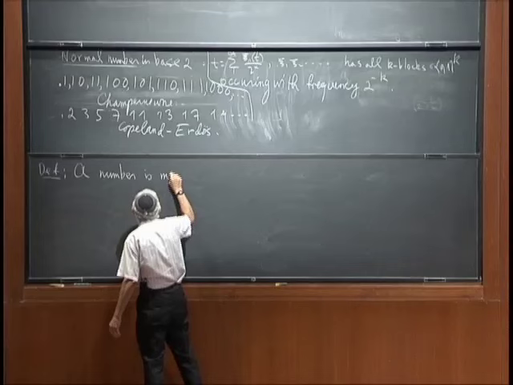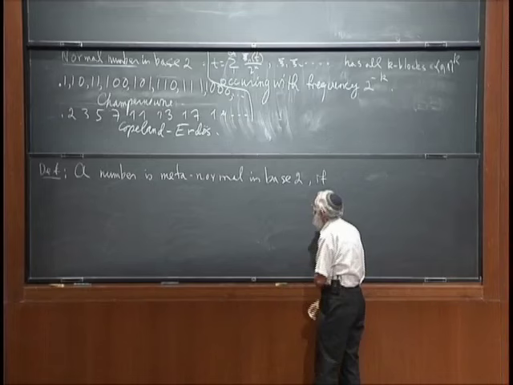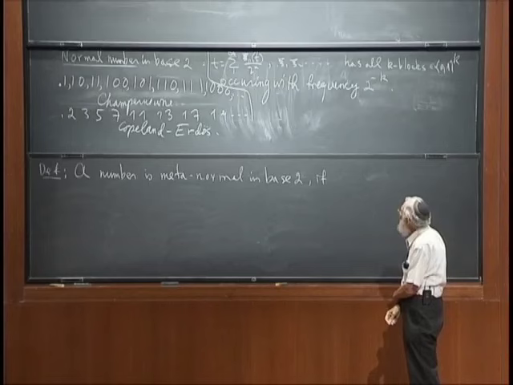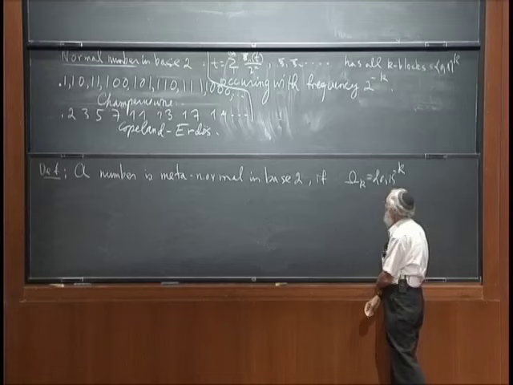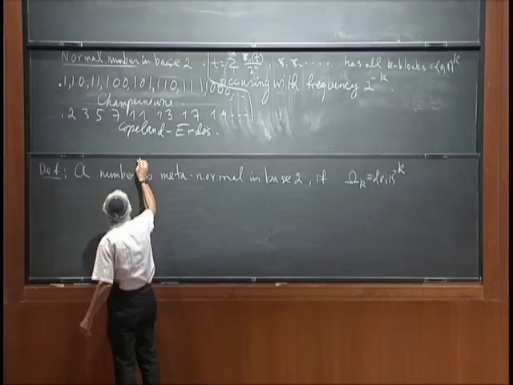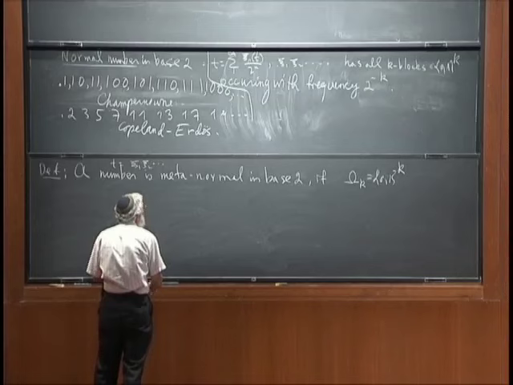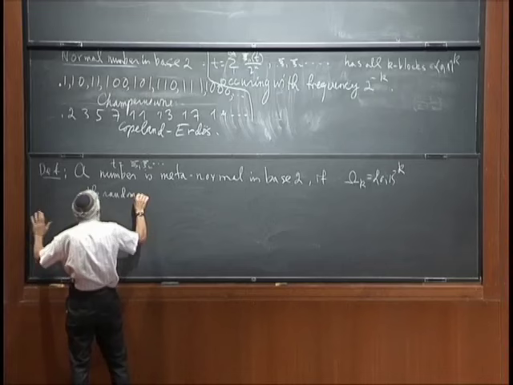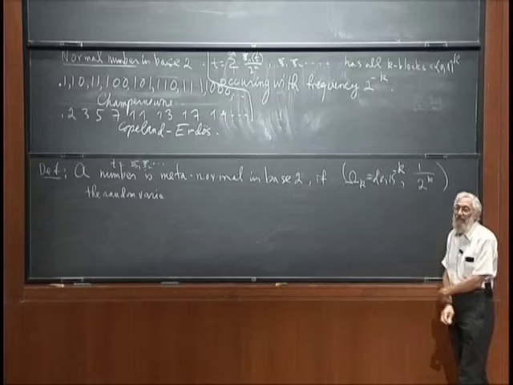So a number is metanormal in base 2 if. Okay. Now I need some notation. So omega k will be the set of k strings. So a number which is represented by a sequence t, xi1, xi2, and so on, if the random variables, I forgot something here. On this space, I put uniform measure. So this is now a probability space. Very simple, discrete probability space with 2 to the k elements.